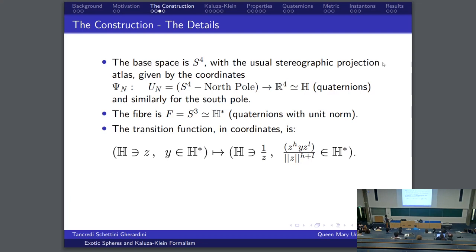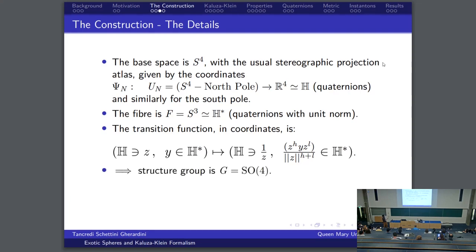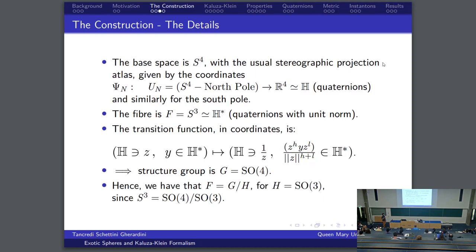So it's multiplied from the left by Z to the H, from the right by Z to the L, and here the multiplication is quaternionic. And everything is normalized because elements of the fiber should be mapped to other elements of the fiber. This means that the structure group is SO4, because a quaternion acting from the left with a quaternion acting from the right, together they define the group SO4. This is the structure group, and the key ingredient in this whole construction is the fact that the fiber is a quotient of the structure group. So the fiber is S3, so it's SO4 quotiented by SO3, and this will be key later.